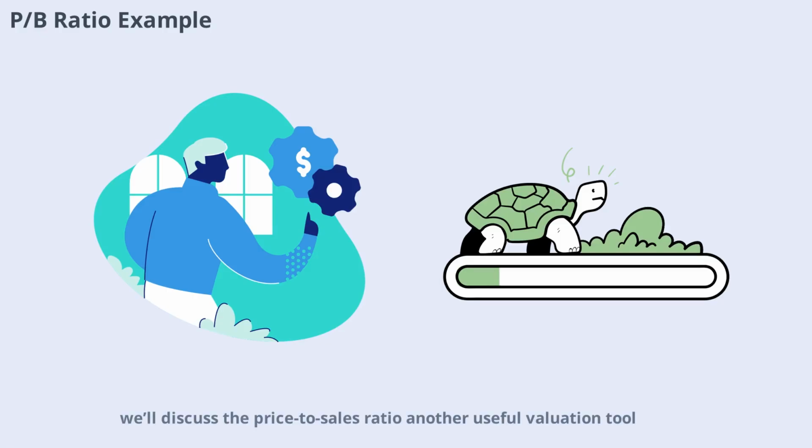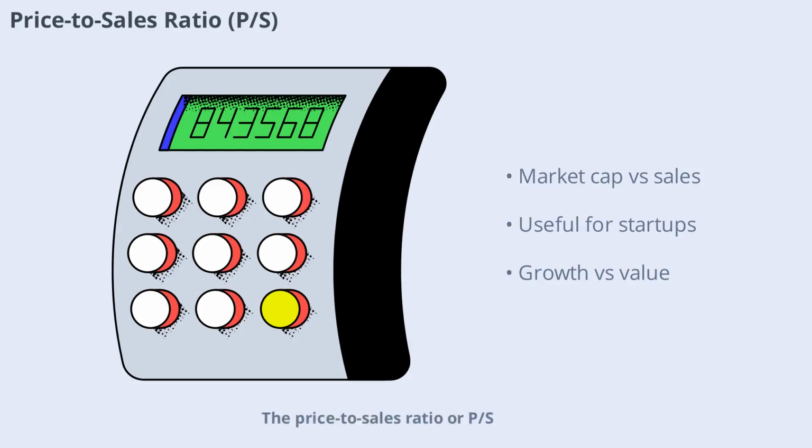Next, we'll discuss the price-to-sales ratio, another useful valuation tool. Price-to-sales ratio, or PS, is calculated by dividing the market capitalization by total sales, or the stock price per share by sales per share. This ratio helps investors value companies that may not yet be profitable. A lower PS ratio can indicate undervaluation, while a higher ratio may reflect high growth expectations.